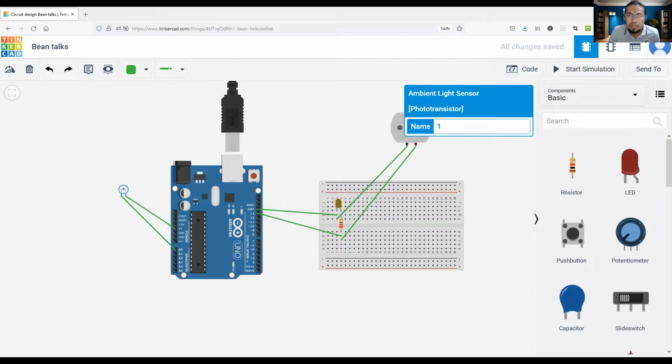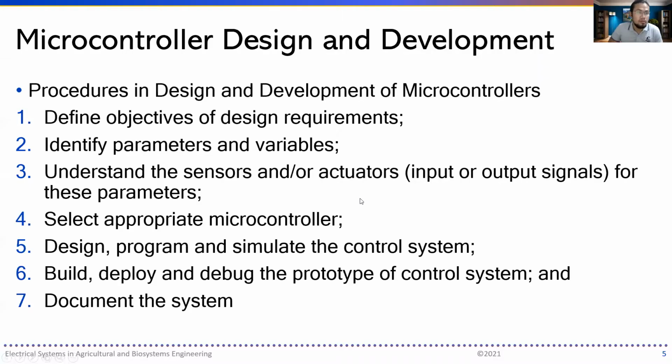Okay, so let's see what are the steps in microcontroller design and development. The first step is to design or define the objectives of the design requirements. What are the operational requirements of the design? For example, in the previous one, it's the operation of a motor depending on the light availability. So it could detect ambient light.